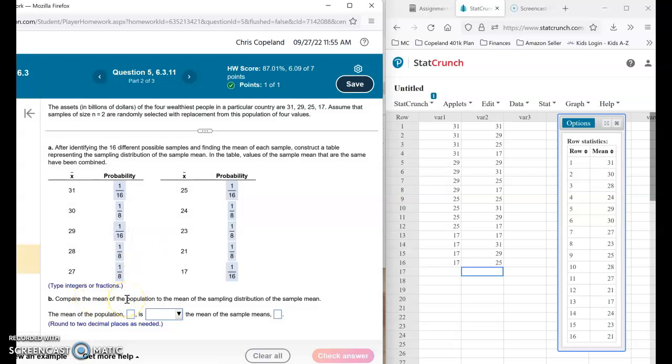Next, compare the mean of the population to the mean of the sampling distribution of the sample mean. First of all, for the mean of the population, we add these numbers up: 31 plus 29 plus 25 plus 17, divided by 4. So that's 25.5. That's the population mean.